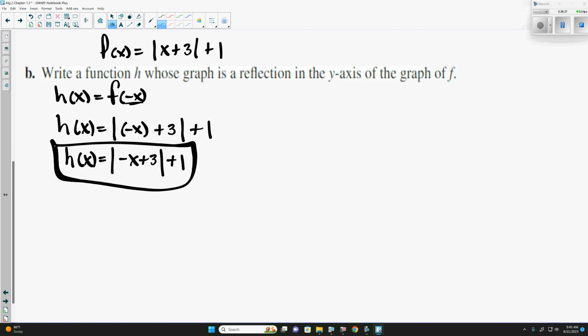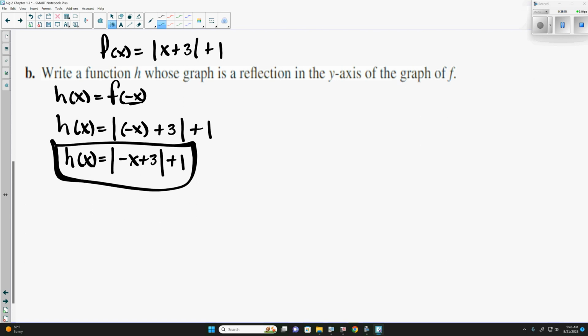Questions on this so far? Which one was easier, the across the x or across the y? Yeah, across the y doesn't have as many steps.